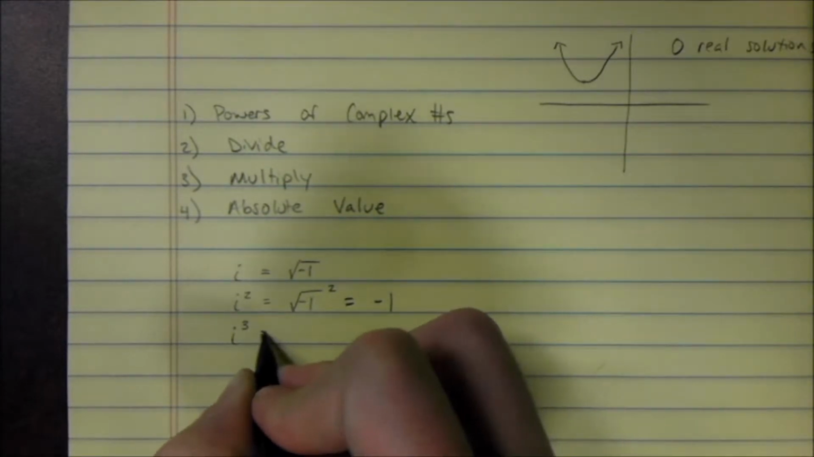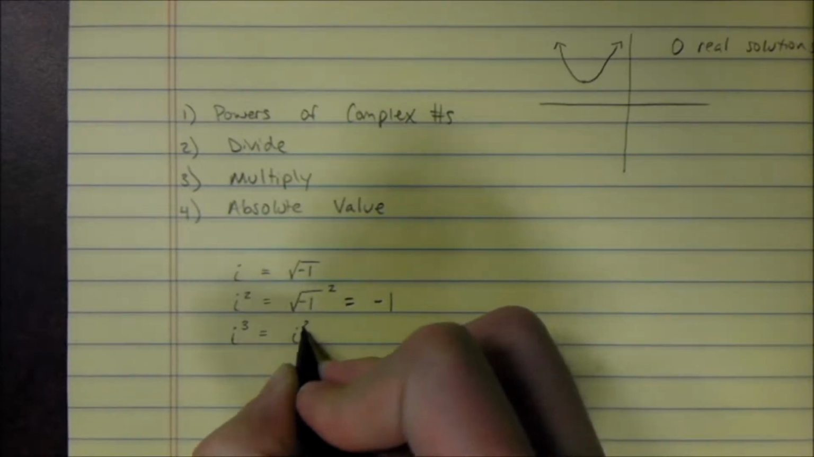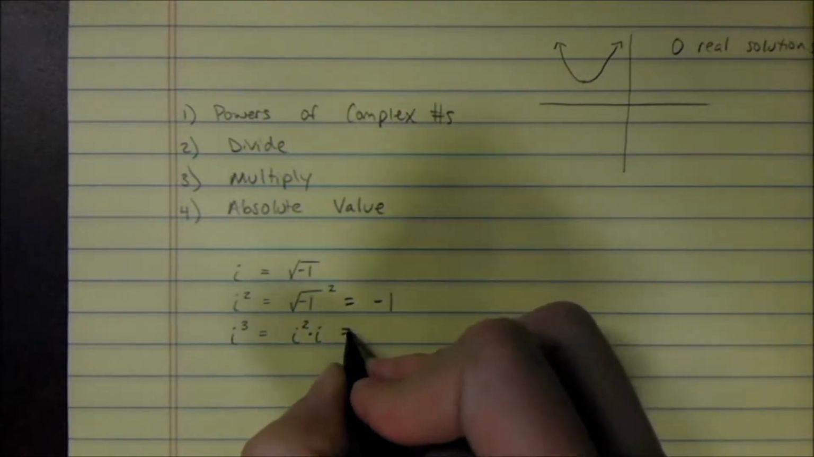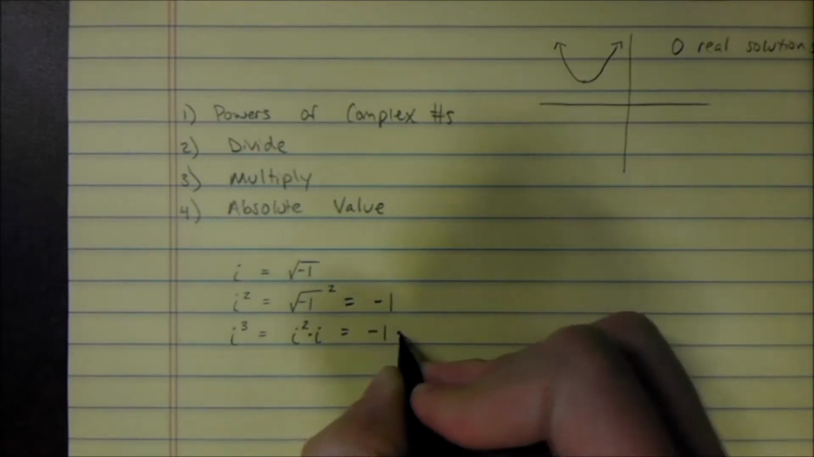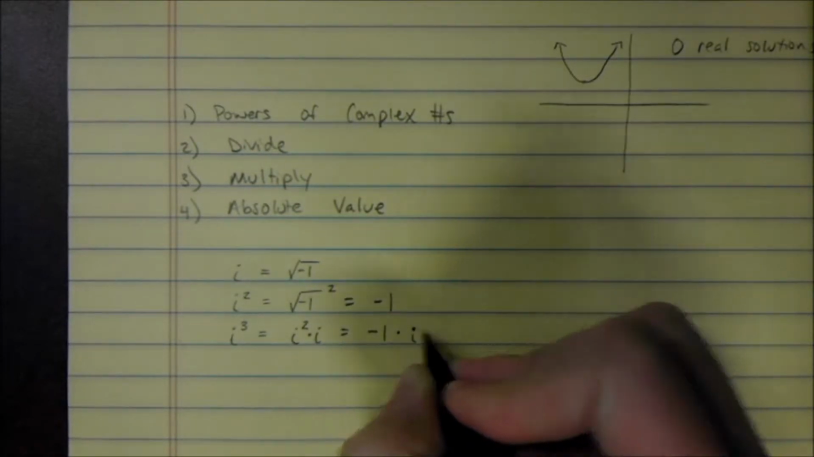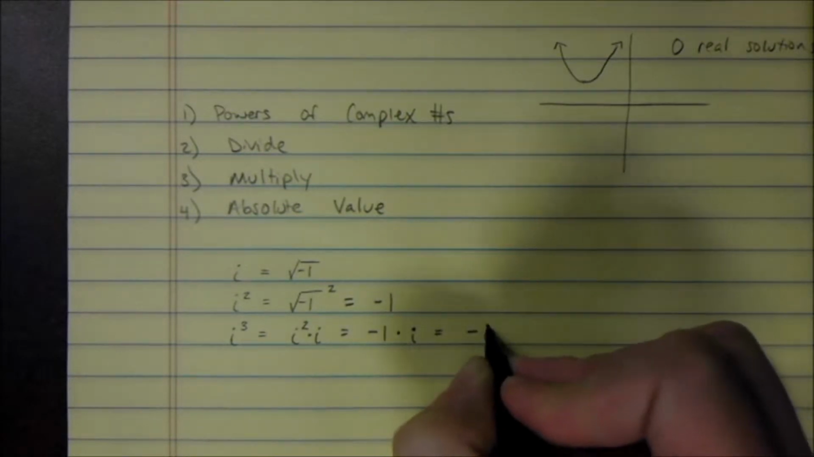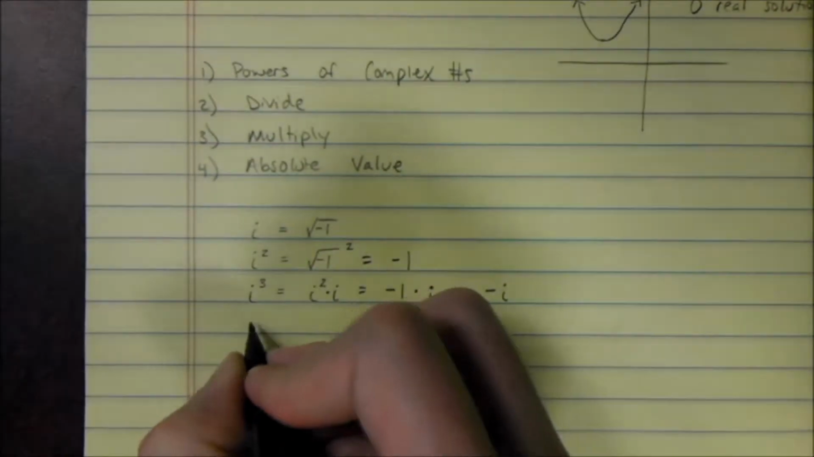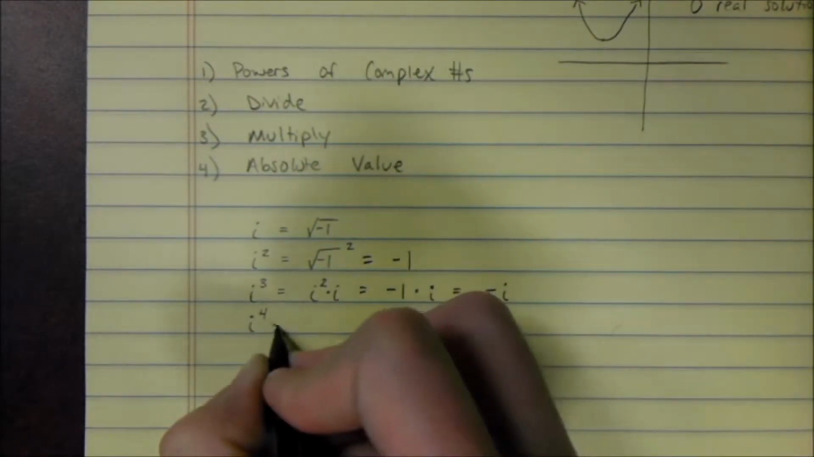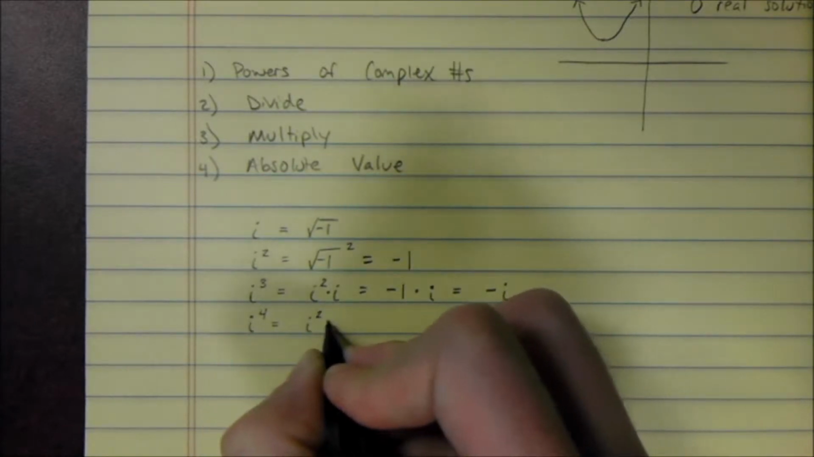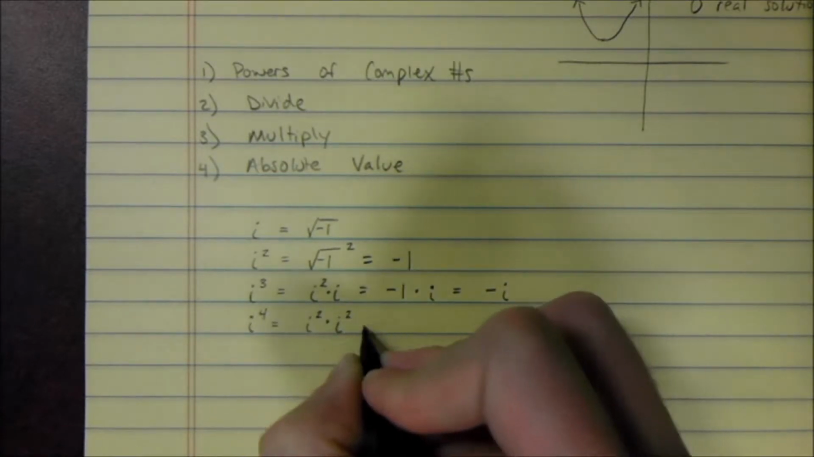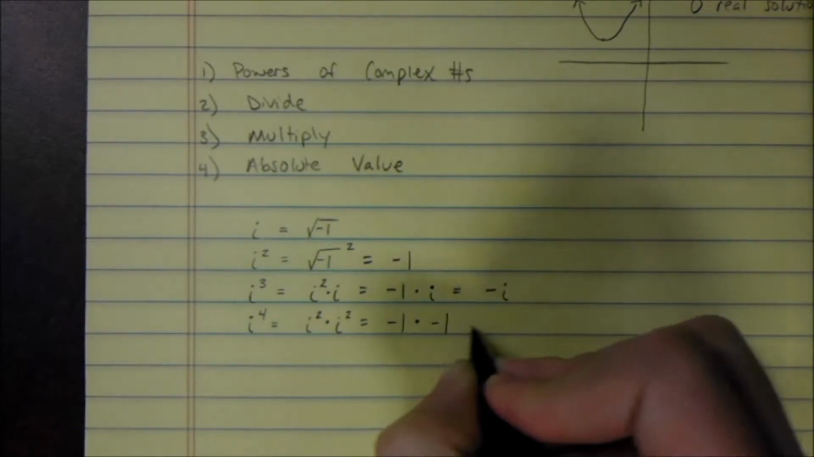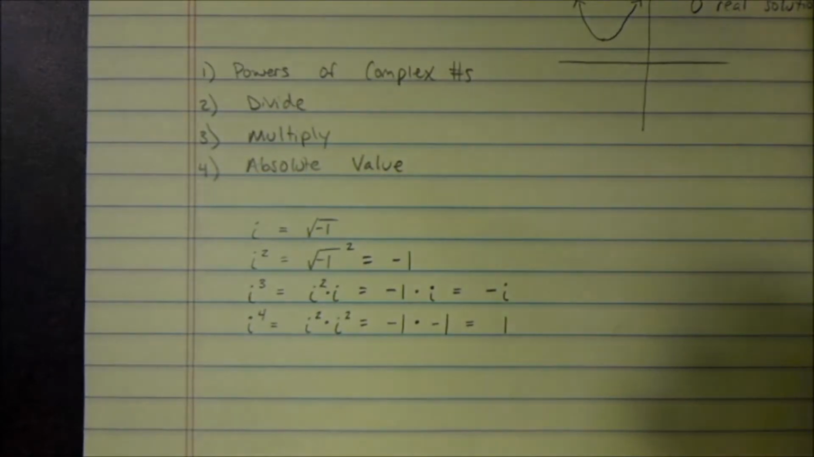What about if you take i to the third power? Well, that's the same thing, using exponent rules, as i squared times i. And we just said that i squared was negative 1. So if I multiply negative 1 by i, I'm just going to get negative i. Okay. What about if you have i to the fourth power? Well, again, using exponent rules, that would be the same thing as i squared times i squared, which is like negative 1 times negative 1, which would be positive 1.